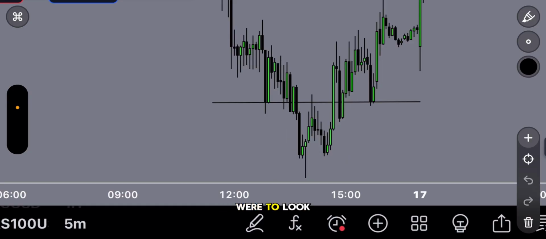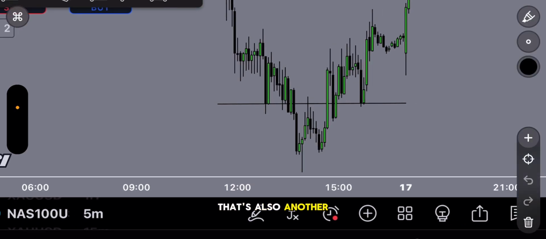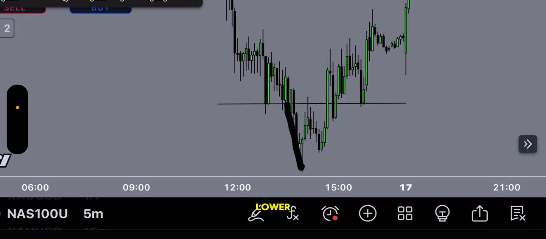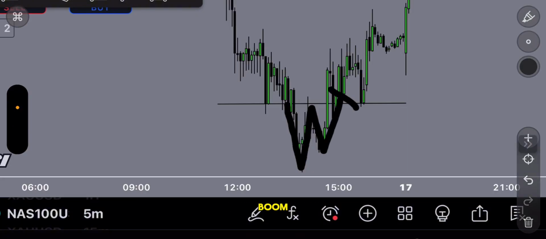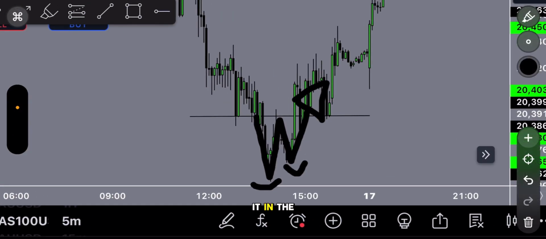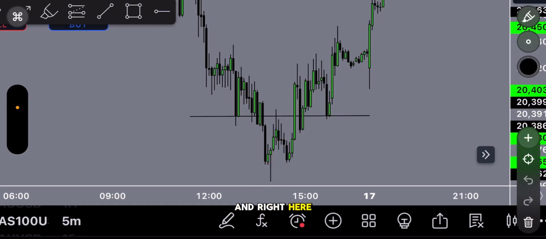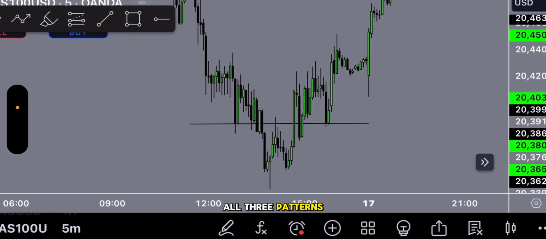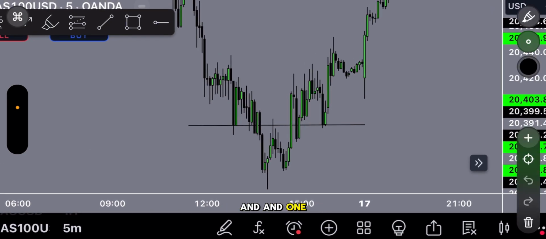Now, if you were to look even closer, since we got this big wick in the bottom, that's also another reversal indication. Like the last pattern that I showed you, price dipped lower, came up, and then created a higher low, and then reversed. Boom. See right there? Price came low, and then created a higher low, indicating that the trend is changing. So that's how you will be able to see it in the charts. And right here for this example, we actually have all three patterns in one chart.